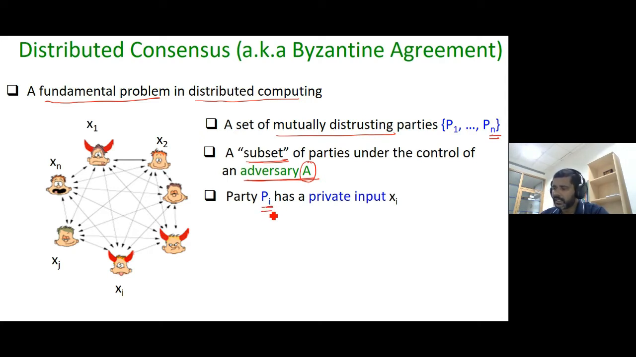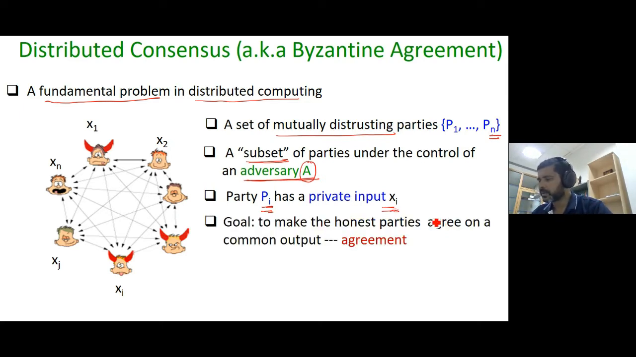Each party or each entity here has some private input, xi. It could be as small as a bit, or it could be as long as a file. It could be as large as a huge database file. So we abstract out the input of every party by xi.